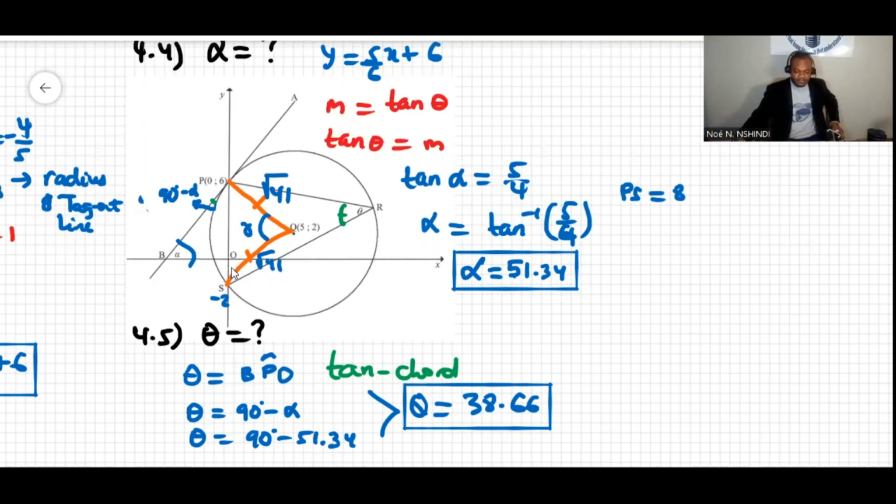And then PQ equals PS, and they're both equal to root 41. Now we can use the cos rule because we don't know any angle. We only have the sides of the 3 lines, so we can use the cos rule.